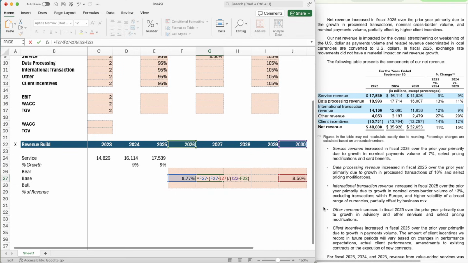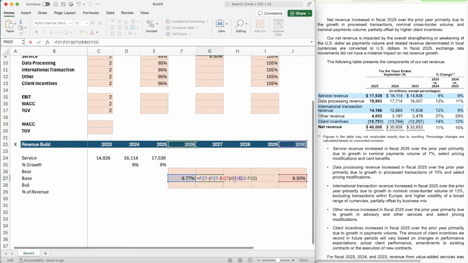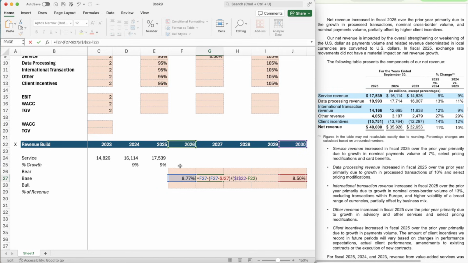So here we need to lock in certain elements of it. For this one, we need to lock in the column, but not the row. For this one, we lock in the row and the column. You put a $ between the letter and the number. That means it will stay the same every time you copy paste it, and the rest adjusts. Then F22, we need to lock in the row, but not the column. So not the letter, we need to lock in the number.